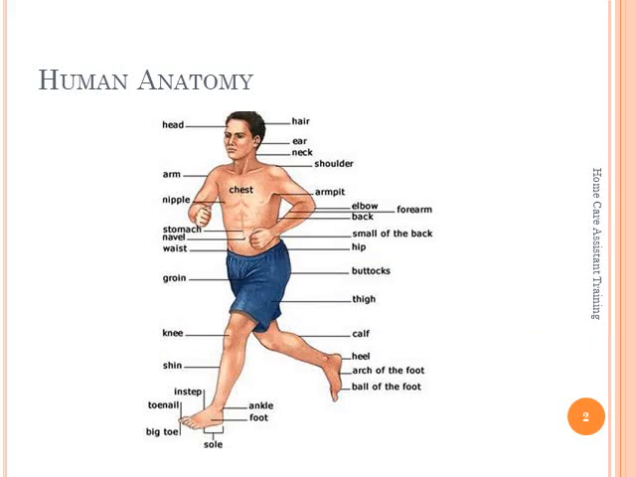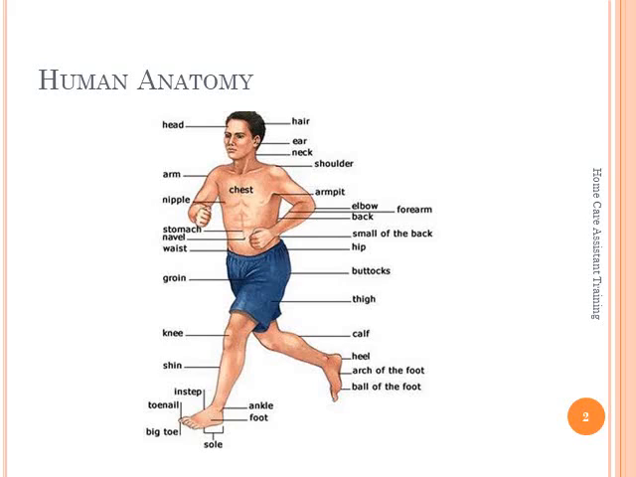So this is a picture of the human body. You could see that this is the external human body part. The hair is there, the ear, the neck, the shoulder, the armpit, the elbow, the forearm, the back, the hip, buttocks, thigh, calf, heel, arch of the foot, ball of the foot, ankle, foot, sole, big toe, toenail, instep, shin, knee, groin, waist, navel, stomach, nipple, arm, and head.